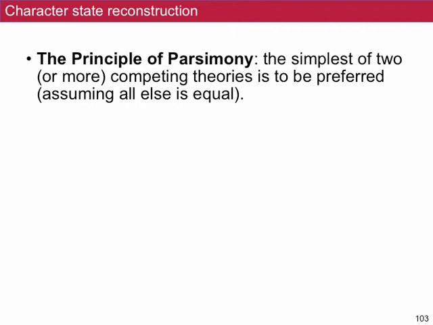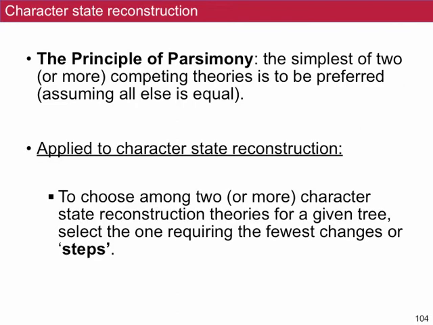And what we're going to do is say, we are going to choose the reconstruction scenario that requires the fewest number of evolutionary change events in character states. So we're going to go through all possible character state reconstructions to try and find one that requires the fewest number of changes. That's how we're applying this principle of parsimony to the phylogenetic character state reconstruction.